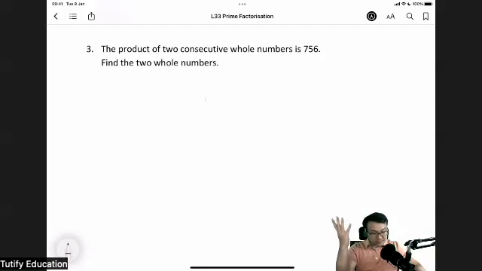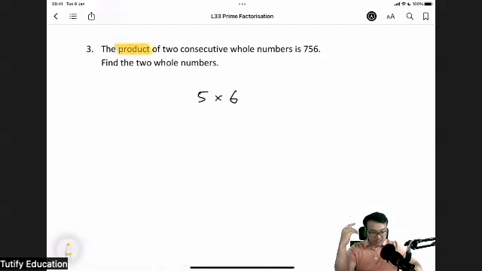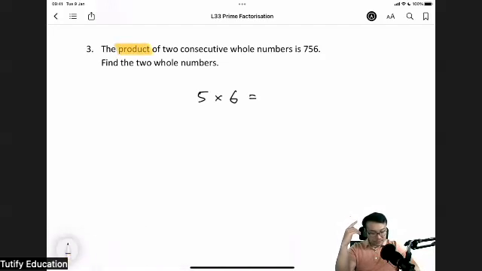So maybe if I have two numbers, like for example, 5 and 6. They say the product. Again, let's highlight the word product. That means you multiply the two numbers together, and you are supposed to get 756. Do you think this is the answer? No.